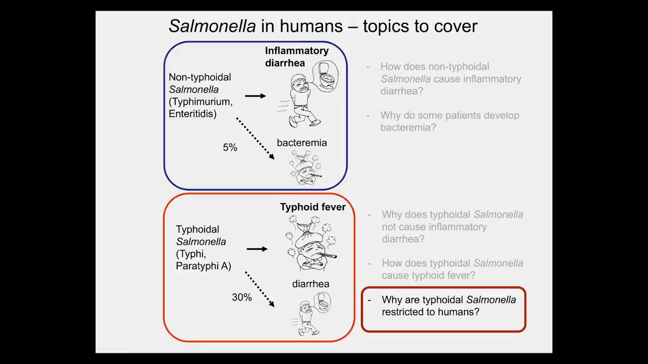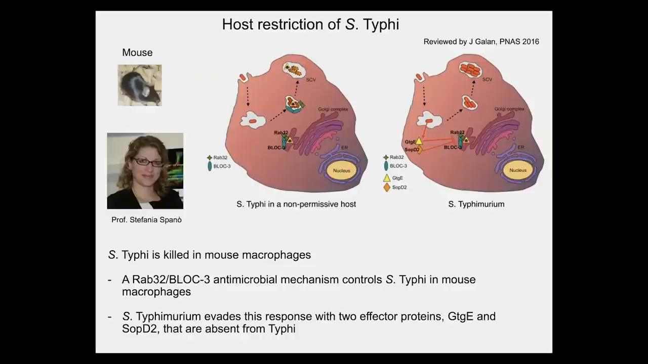So last but not least, an important question is why are typhoidal Salmonella restricted to humans, and we still don't know that. But at least we gained some insights on host restriction of Salmonella typhi by beautiful work that was done by my good friend, Professor Stefania Spanò, both as a postdoctoral fellow and in an independent laboratory. And unfortunately, Stefania passed away last year and she left us too soon, but this is kind of her legacy, so I want to bring her work to your attention.